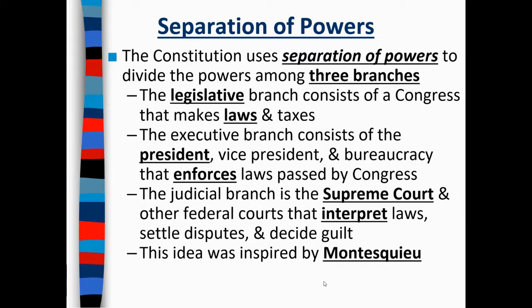The legislative branch consists of a Congress that makes laws and taxes. The executive branch consists of the president, vice president, and bureaucracy that enforces laws passed by Congress. The judicial branch is the Supreme Court and other federal courts that interpret laws, settle disputes, and decide guilt. This idea was inspired by none other than Baron de Montesquieu.